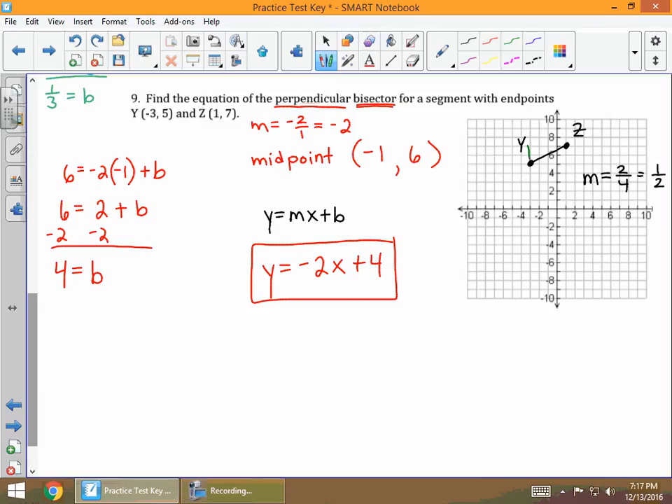Now some people may have taken a look at the graph and said, well, instead of rising 2 to find the midpoint, what if I just rise 1? Okay. And instead of running 4, what if I run 2? Okay, right there's the midpoint. Well, you can see that the coordinates of that midpoint from the origin, it's left 1, up 6. That is the point negative 1, 6. So you could have looked at it graphically if you did not want to find it algebraically.